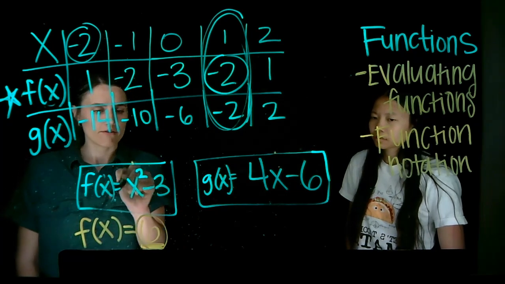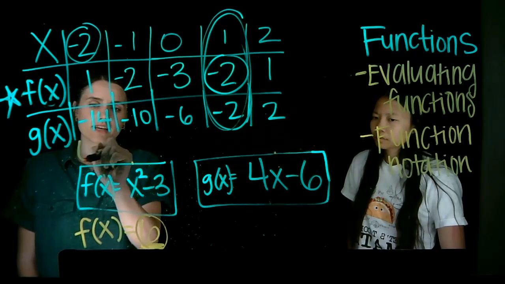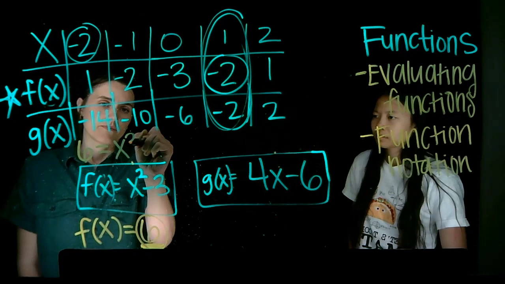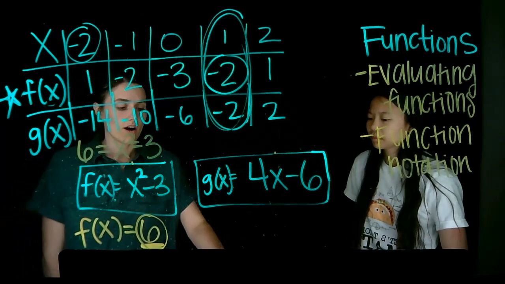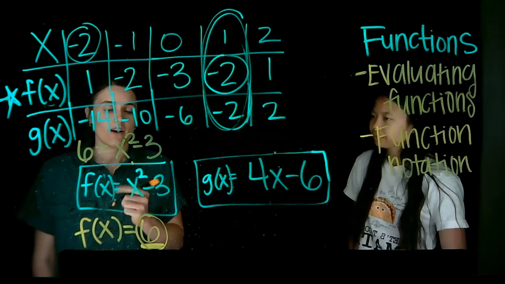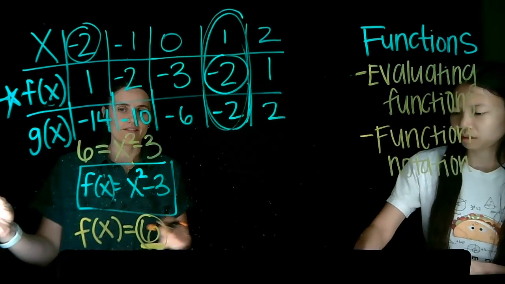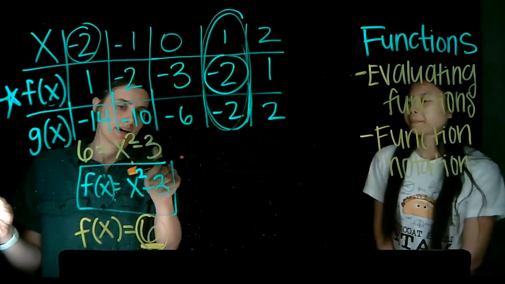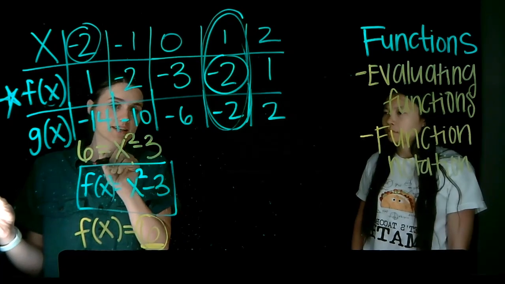So instead of saying f of x equals x squared minus 3, I'll say 6 equals x squared minus 3. And we'll have to use our undoing skills from our solving equations unit to figure out how to solve this. All right, so I have 6 equals x squared minus 3, so I just replaced f of x with 6.